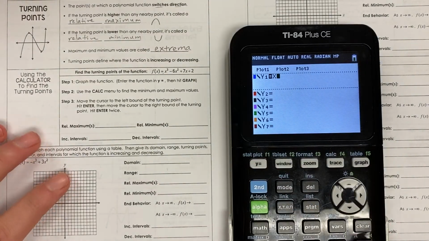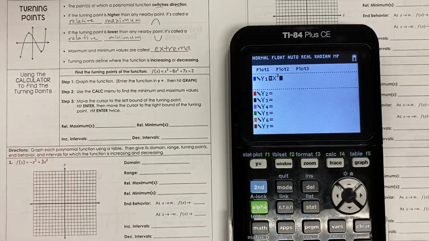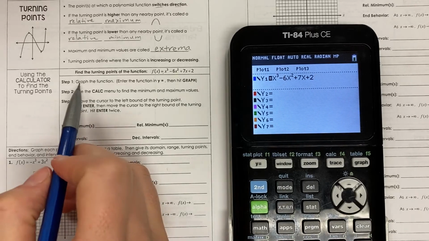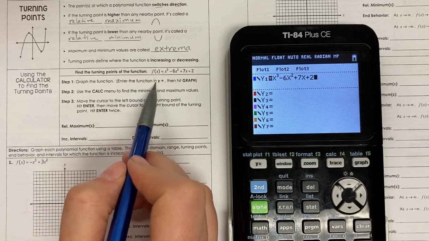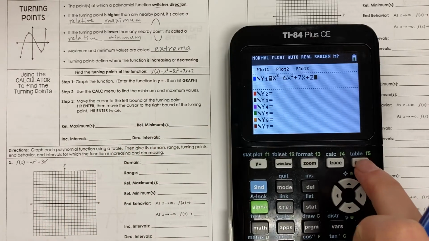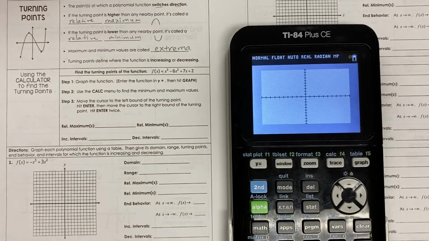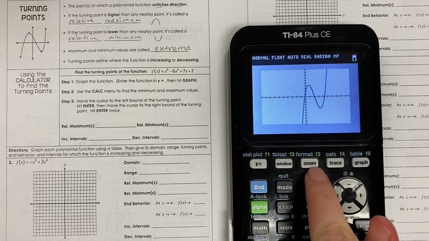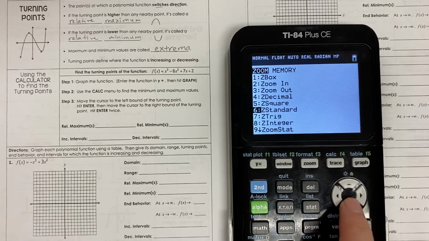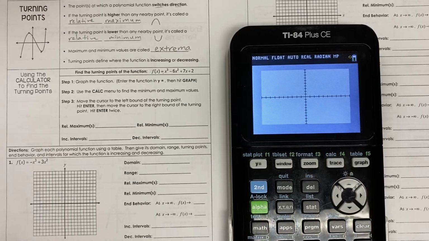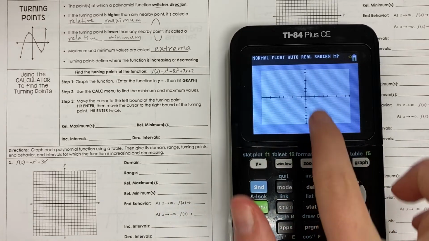So x to the third minus 6x squared plus 7x plus 2. And we'll hit graph. So yeah, enter the function y equals, hit graph. It's right here in the top right corner. And if your graph does not look like this, you may need to hit zoom and go down to number 6, or you can just hit the number 6. It'll give you a negative 10 to 10 window like I have.